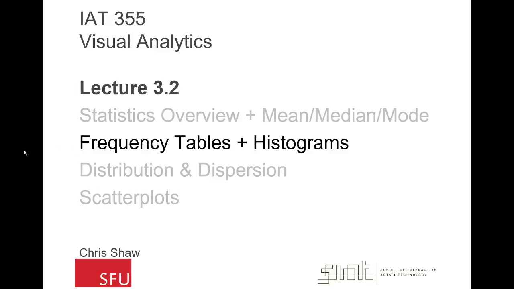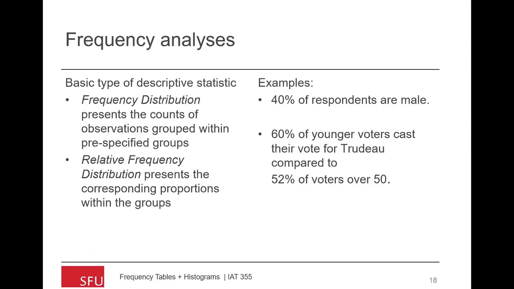This is IAT355 Visual Analytics Lecture number 2, in which we talk about frequency tables and histograms. Frequency analysis is another type of descriptive statistic. The reason we're interested in this, and we actually used one in the previous lecture segment, is that a frequency distribution presents the counts of observations grouped within pre-specified groups. A relative frequency distribution presents the corresponding proportions within the groups.